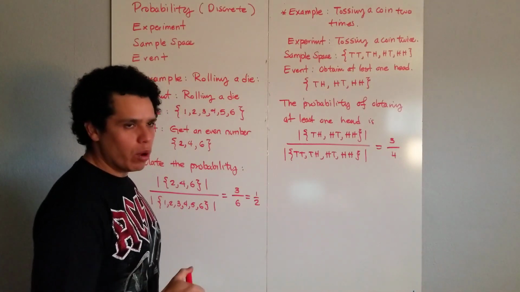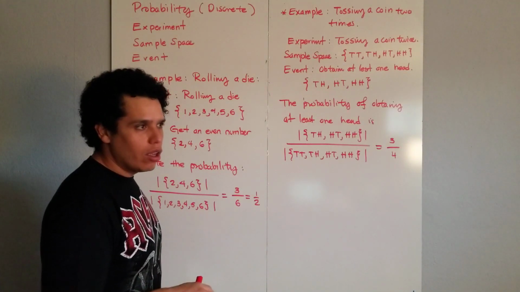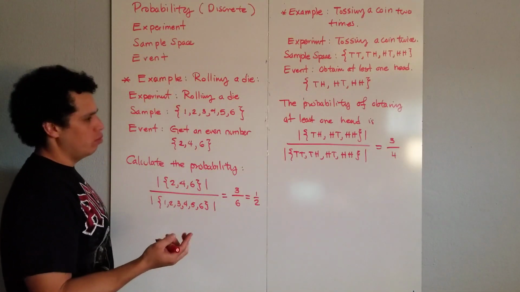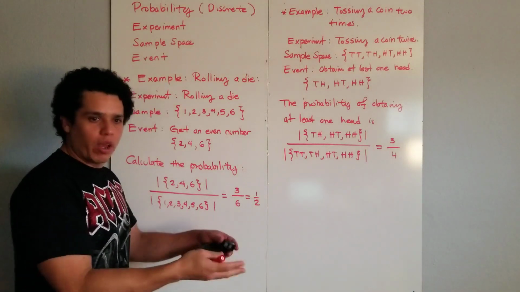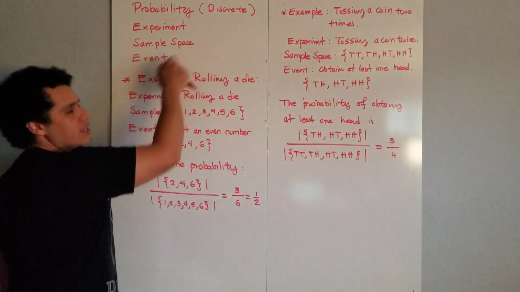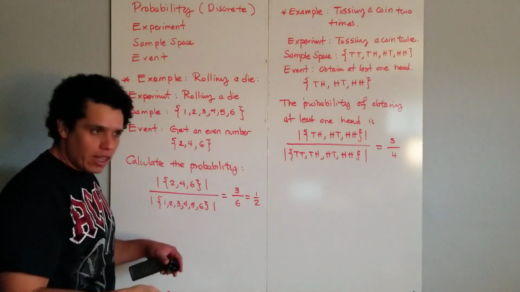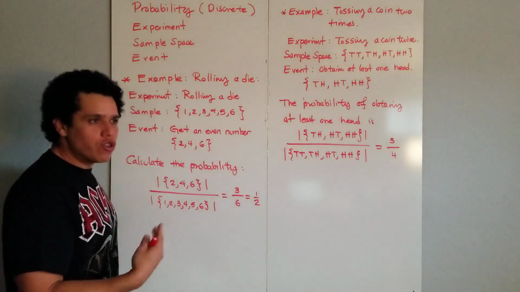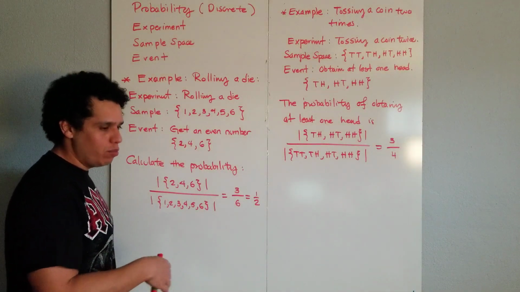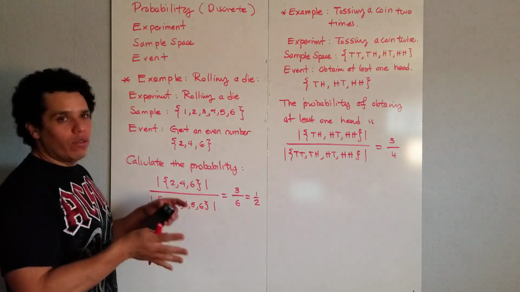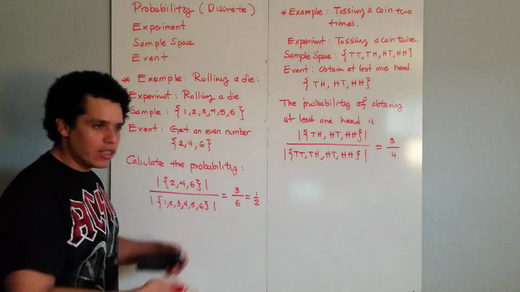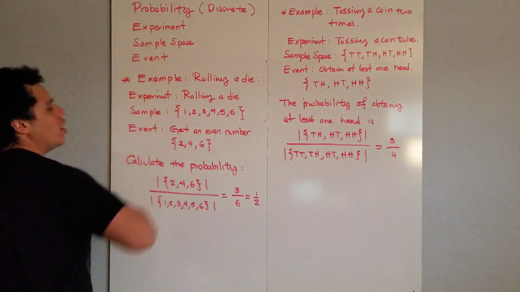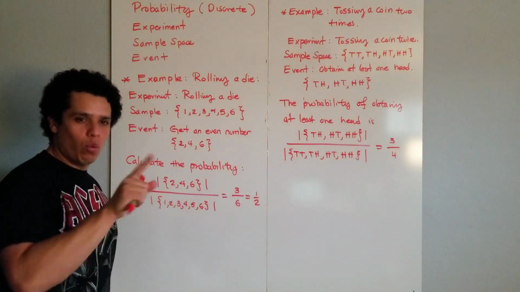So anytime that we want to calculate the discrete probability, we have to understand these 3 things. What is the experiment? What is the thing that we're doing to which we can observe an outcome? What is the sample space? What is the set of possible outcomes of this experiment? And what is the event that we're interested in calculating its probability? Meaning, what is the subset of the sample space that we want to study? We all have to answer these 3 things. And in a moment, I'll show you one little example.